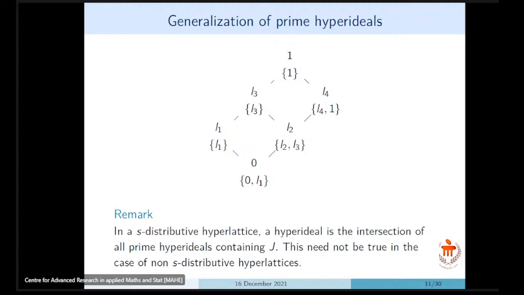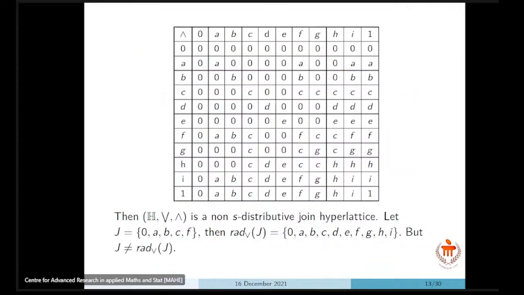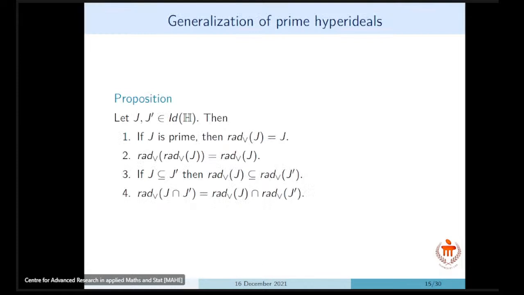Next we will see that if our hyperlattice is S-distributive, then J will coincide with its radical. Next, this is one more example of a join hyperlattice. The hyperoperation is given here and the classical operation is given here. Then J equal to {0, A, B, C, F} will be an ideal and its radical is different here because this lattice is not S-distributive. And this is the diagrammatic representation of that hyperlattice.